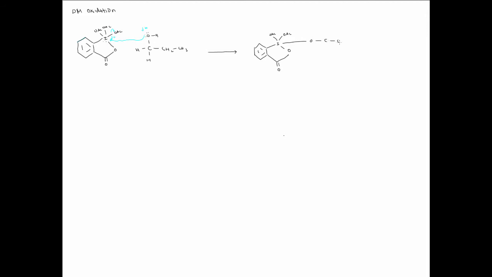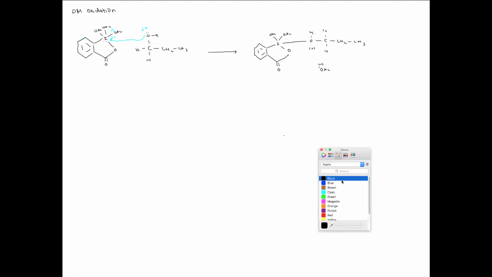This oxygen now has a formal positive charge. The acetate group that served as a leaving group now has a formal negative charge. And this acetate group is going to be used to deprotonate the oxygen with a formal positive charge. This step produces the following intermediate.